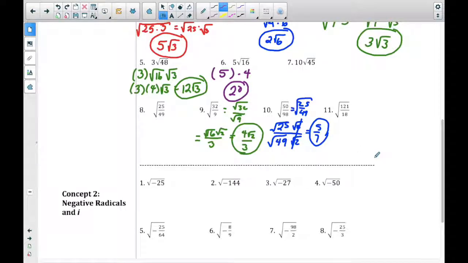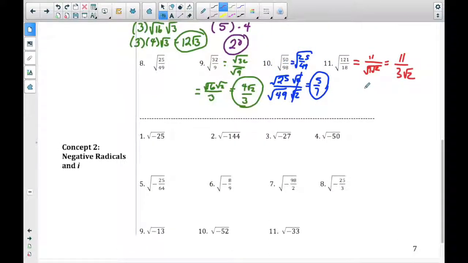Number 11 is similar, so why don't you take a second to see what you can do on number 11. All right, once again, a couple different ways you could do it, but you should come up with 11 over 3 root 2. My writing's kind of messy over here. This says radical 9 times radical 2, because 9 times 2 is 18. On the top, 121 is a perfect square, so I just have to simplify that.